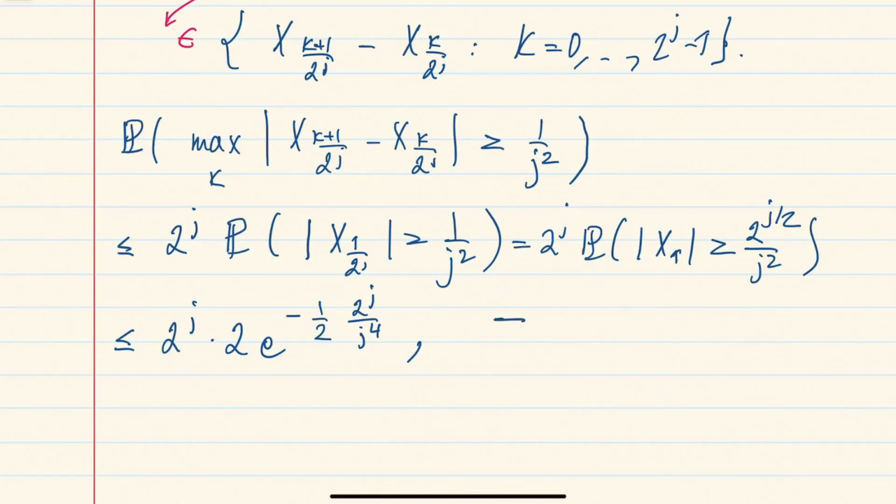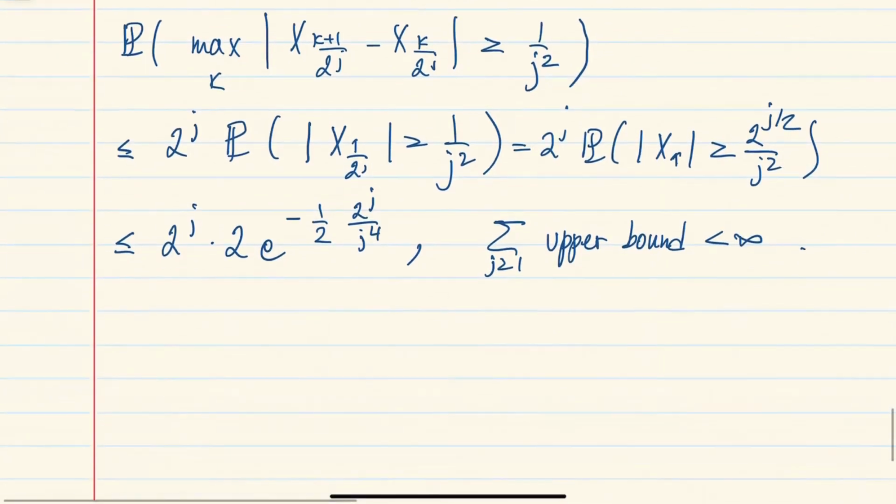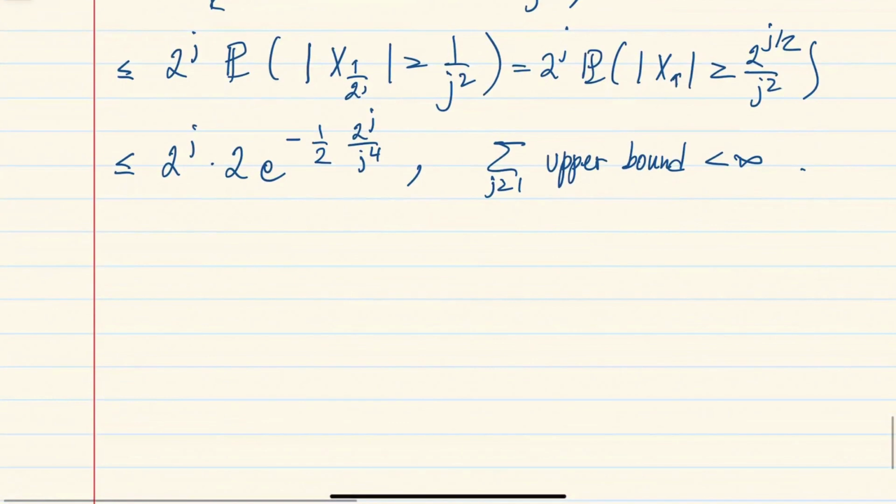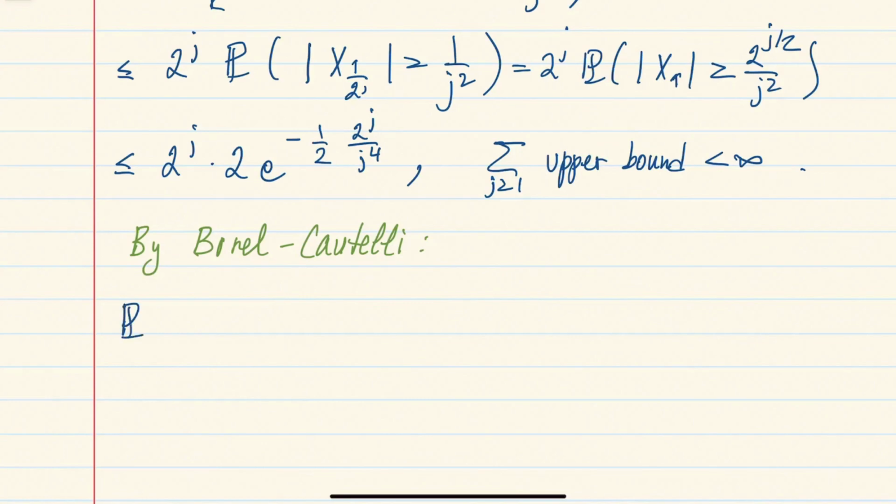So when you sum over all j of this upper bound, you still get a convergent series. And we want this in order to apply the Borel-Cantelli lemma. Namely, by the Borel-Cantelli lemma, the probability that these events happen infinitely often is 0.